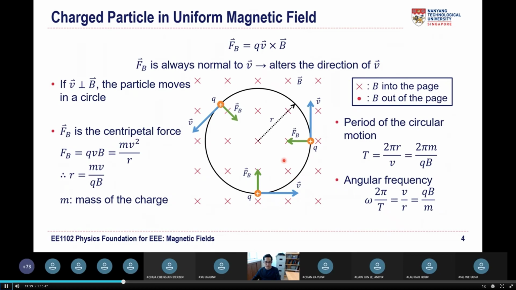Okay, and then we can calculate the period of the circular motion, how quickly it's going to circle around, at what frequency, and also you can calculate the angular frequency of it, using all these relations. But the entire system is easily understood if you understand that the magnetic force is going to act as a centripetal force in this circular motion of the particle under a uniform magnetic field.